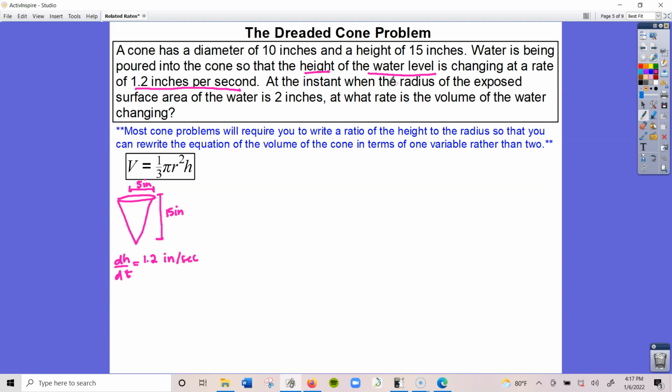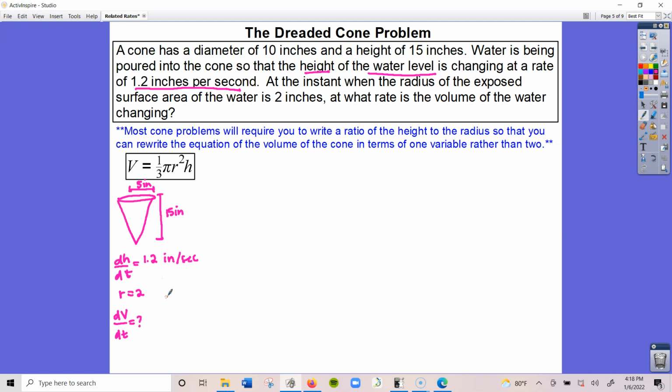At the instant when the radius of the exposed surface area of the water is 2 inches, so when the radius is 2, at what rate is the volume of the water changing? So we're looking for dV/dt.